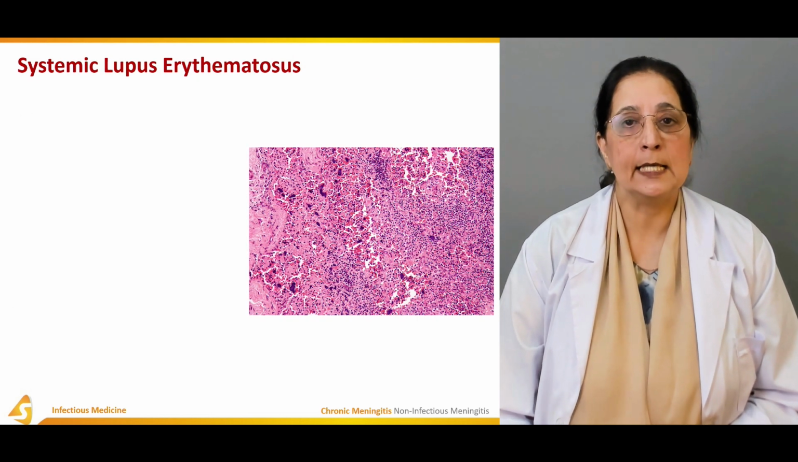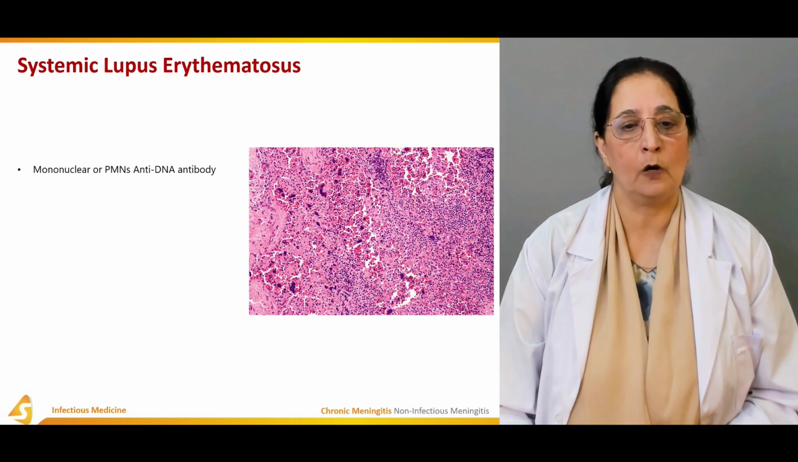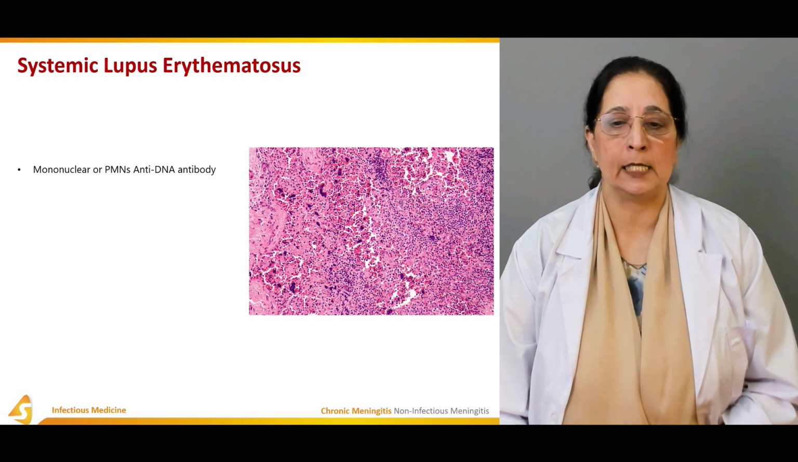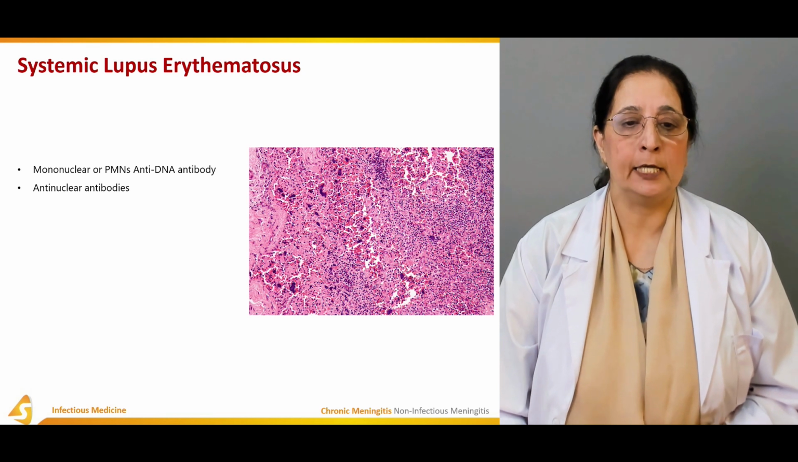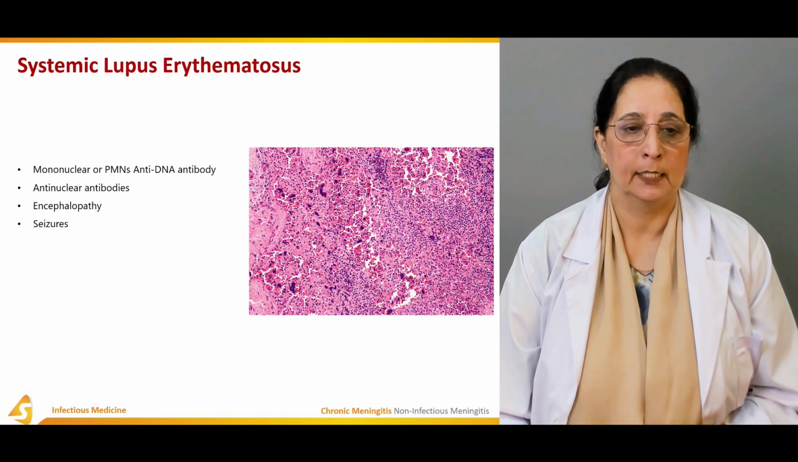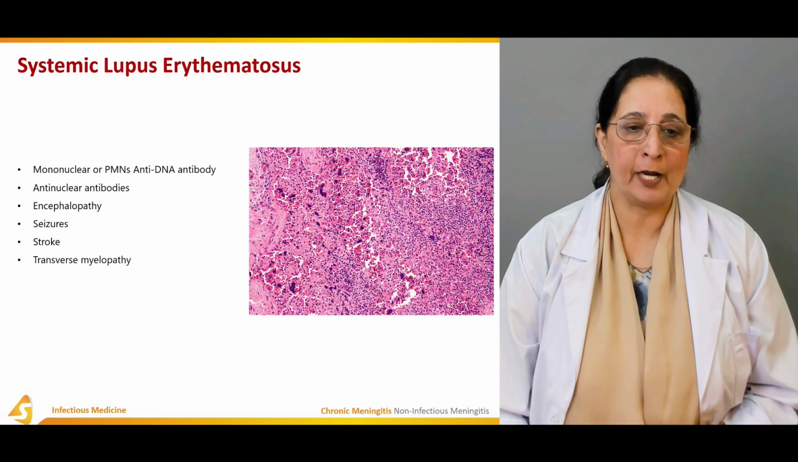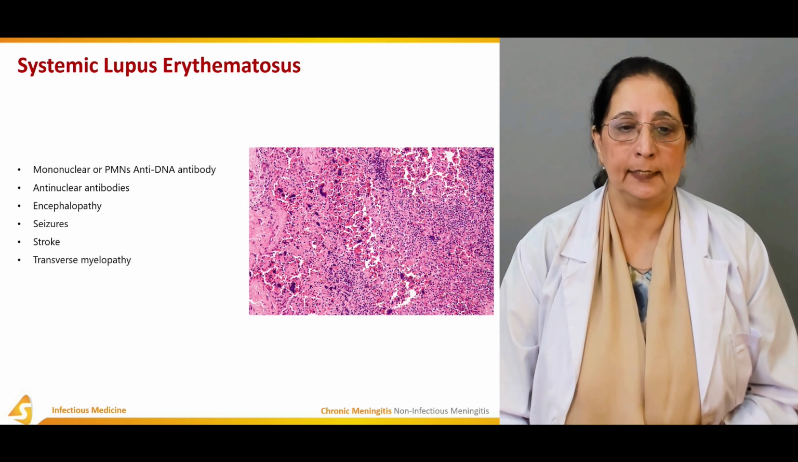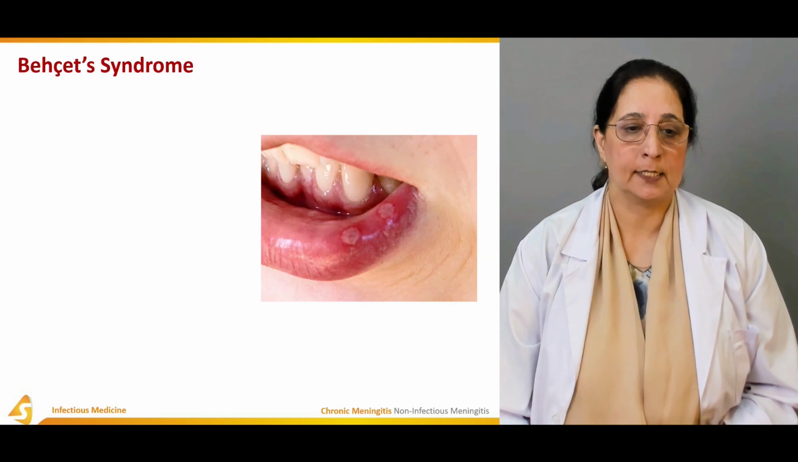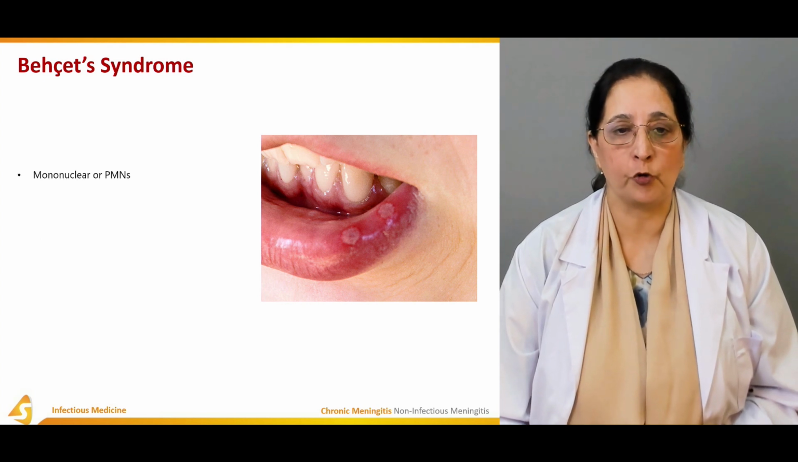Then we have SLE, systemic lupus erythematosus, with mononuclear or polymorphonuclear cells, anti-DNA antibody present, anti-nuclear antibody, encephalopathy, seizures, stroke, transverse myelopathy, rash, and arthritis.